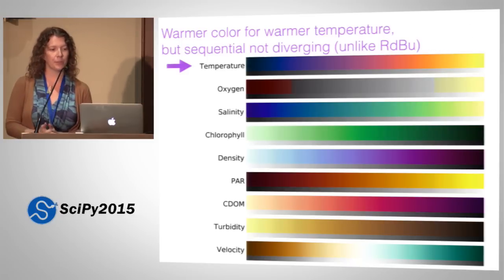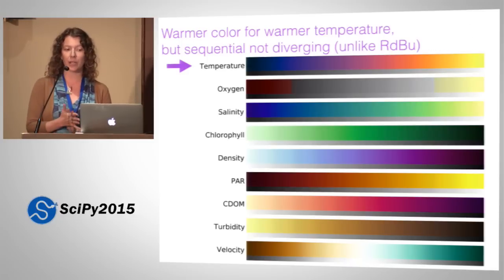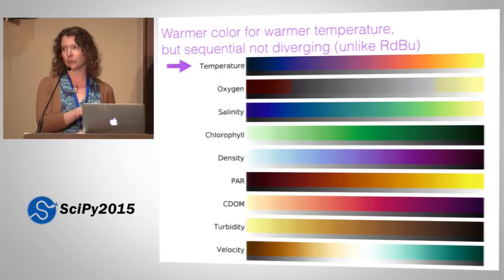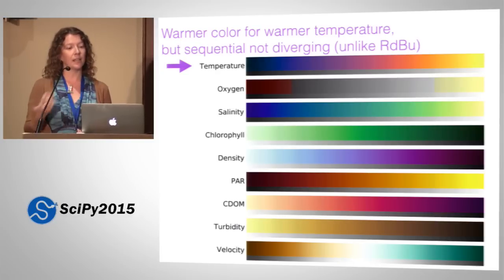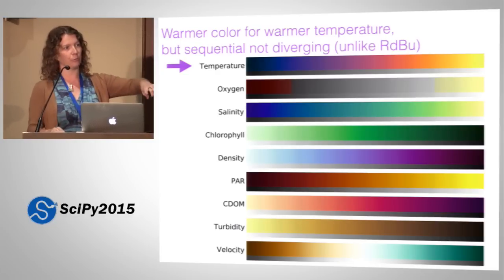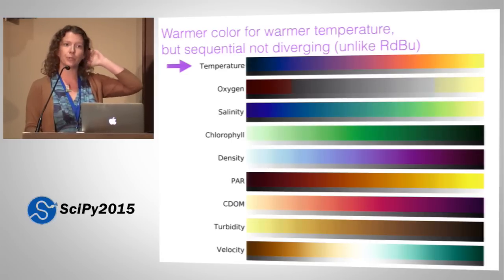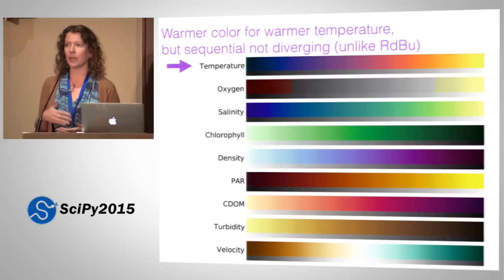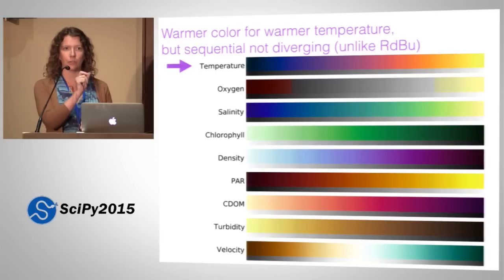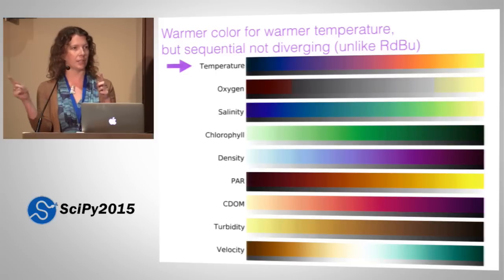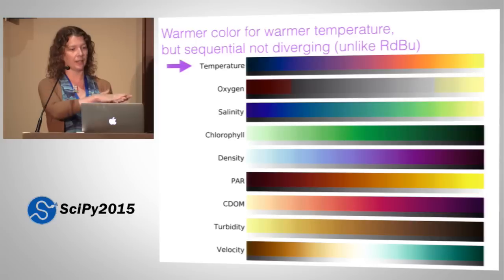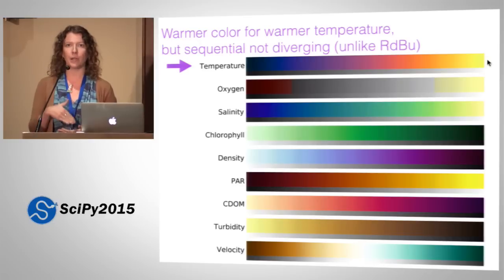So for example, temperature on the top there has warmer colors for warmer temperature, colder for colder temperature, but it's not diverging, like red-blue, which goes red up to white in the middle and down to blue. A lot of people use that for temperature, but I'd prefer not to, because when I've looked at temperature, I don't have a critical temperature that I'm looking at deviations above and below. I'm looking at a sequence of information from temperature.